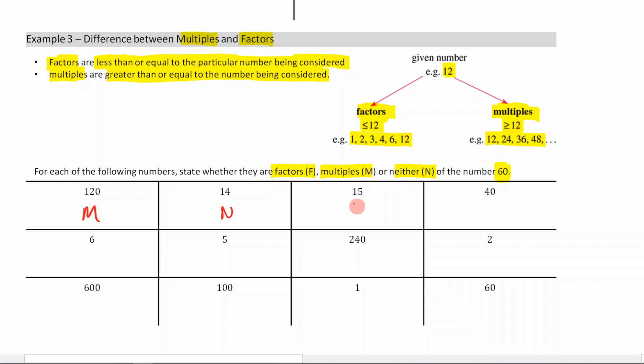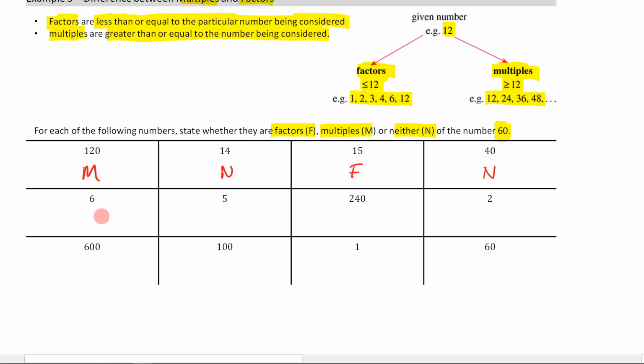15, well, that's less than 60, so it could be a factor, and it is a factor. 60 divided by 15 goes in perfectly, so that means this is a factor. 40 does not divide neatly into 60, it's less, so it could be a factor, but it's not, so it's neither. So hopefully you get the gist of it now. So 60 would be a factor, 5 would be a factor, 240 would be a multiple, 2 would be a factor, 600 would be a multiple, 100 would be neither, because even though it could be a multiple because it's bigger, 60 times nothing gets you 100.